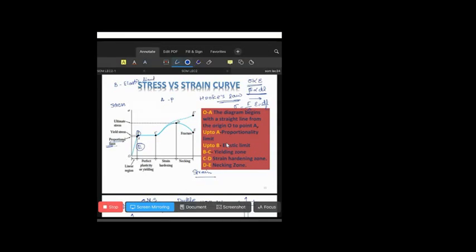See, up to point A, there was a linear deformation. Stress was proportional to strain. But from A to B, what will happen? There will be a certain amount of non-linear deformation. Stress will still be directly proportional to strain, that proportionality will be maintained, but the curve will be non-linear. So B point will be your elastic limit.